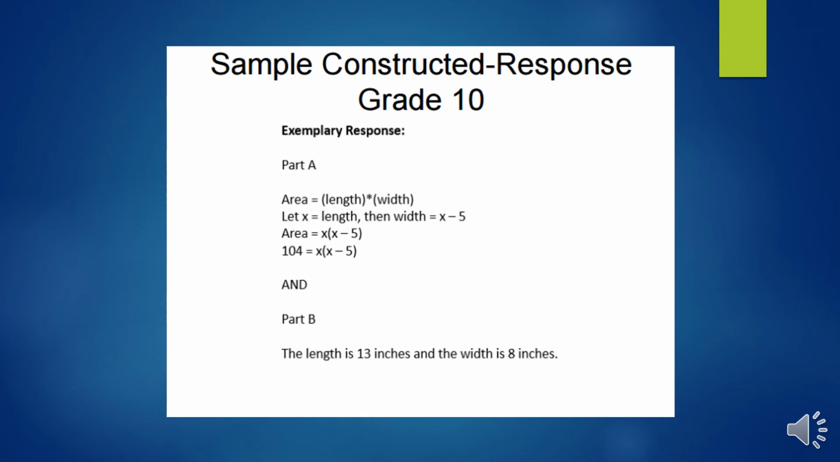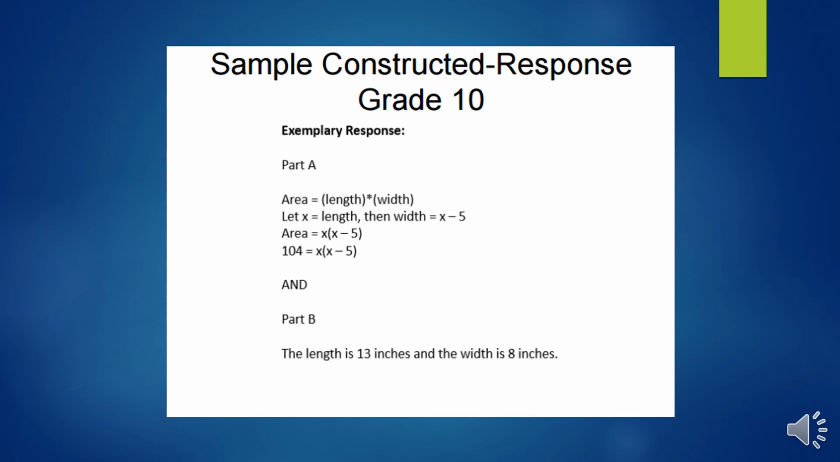So, here is an exemplary response. This is a good response. This is an example of what your response should look like. For part A, you might say area equals length times width. That's a formula that you should all know, the formula for finding area. So let x equal length. Width would be x minus 5 because the question told us that the width was 5 less than the length.